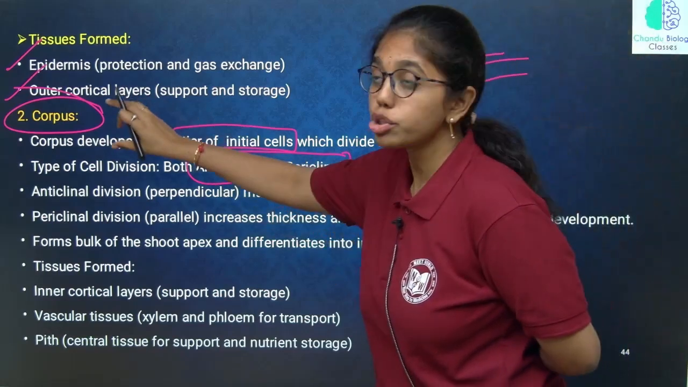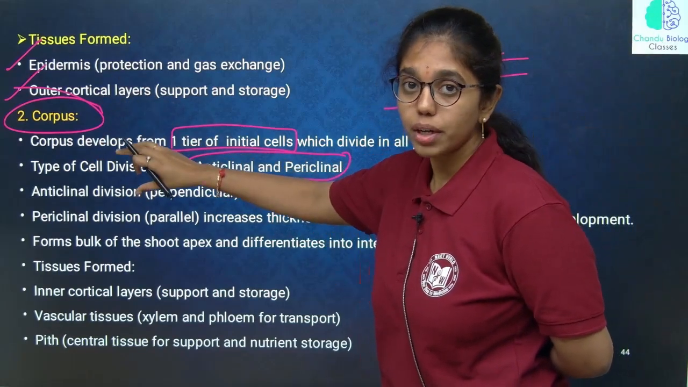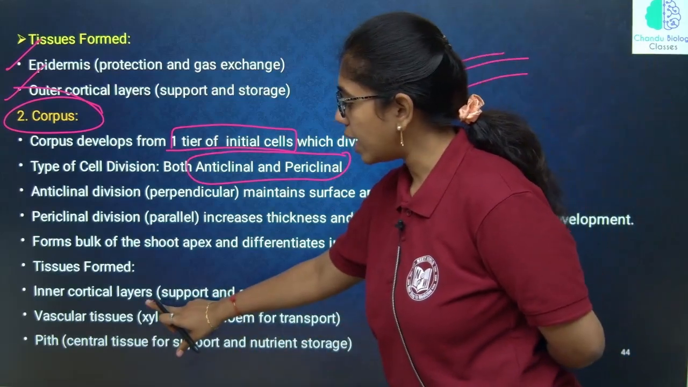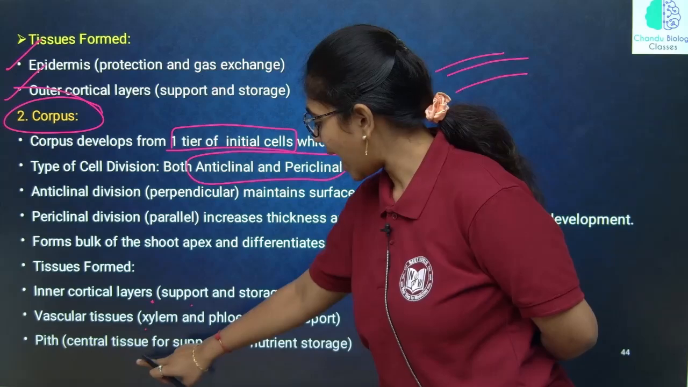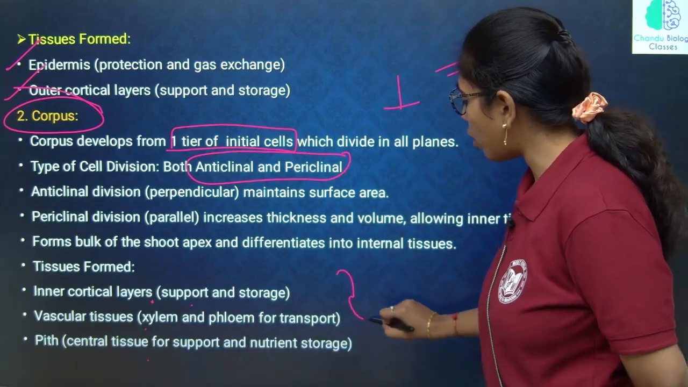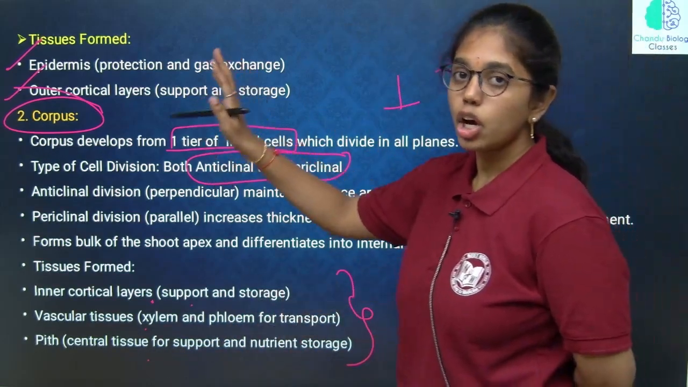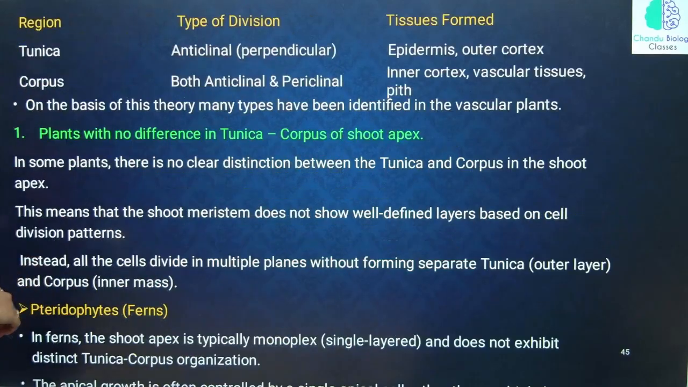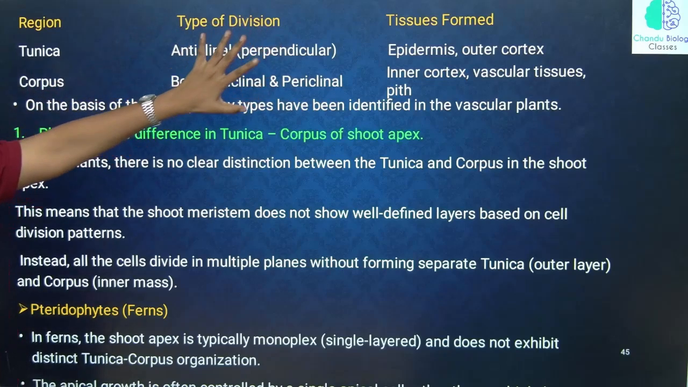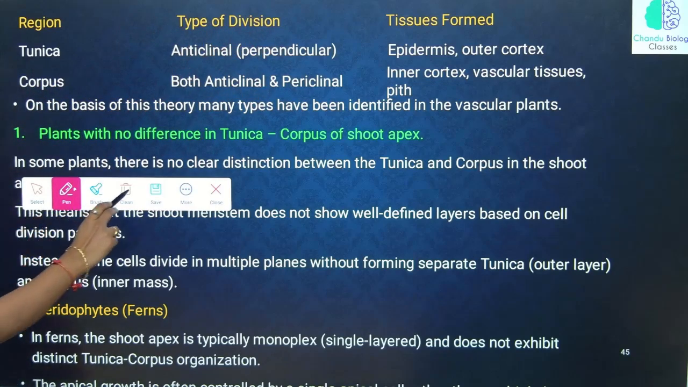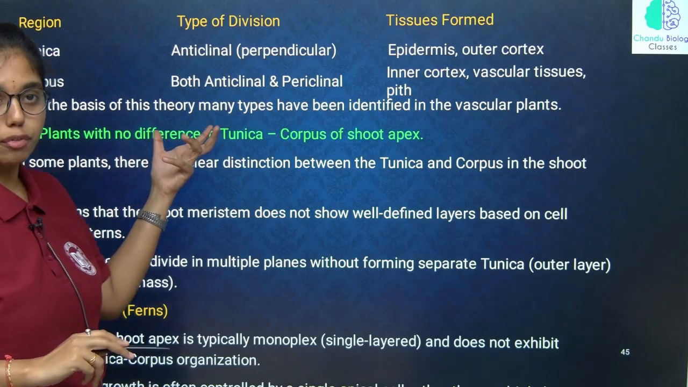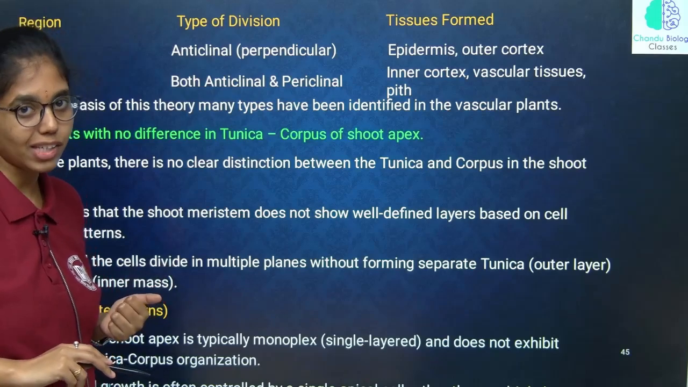The tissues formed because of these two divisions in the corpus lead to the formation of inner cortical layers, vascular tissues and pith. These three are formed as a result of division in corpus. Now, based on the divisions and the tissues formed, on the basis of this theory, many types of tunica corpus are identified in vascular plants.